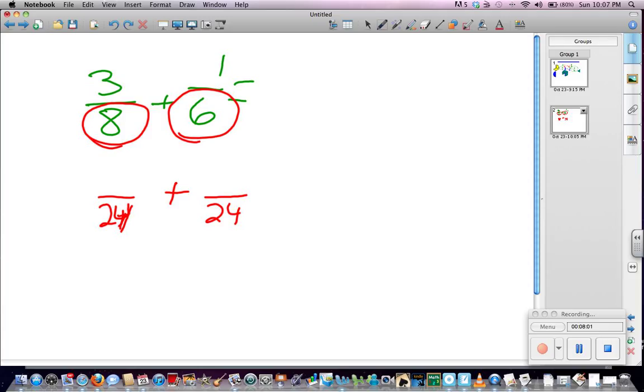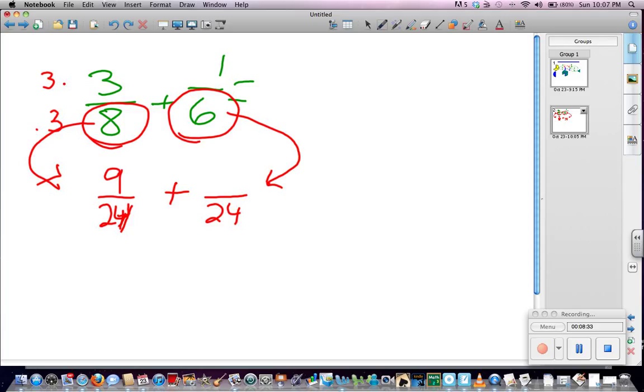So now I have common denominators. They are 24. So now I need to figure out what my numerators would be. So let's go way up here and decide, first of all, what did I do to this 8 to get to 24? That's right, I multiplied it by 3. So, of course, that means I need to multiply my numerator by 3, which now means I get 9. So 3/8 and 9/24 should be equivalent if I did that correctly.